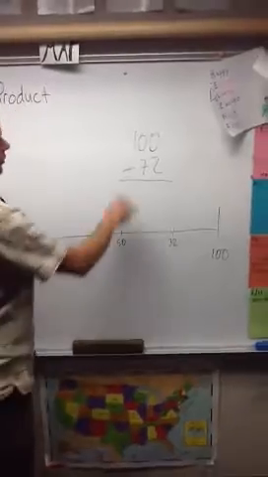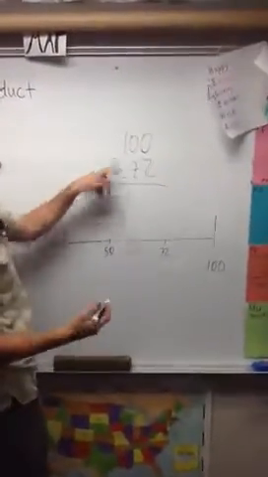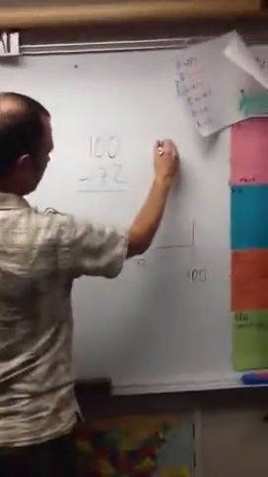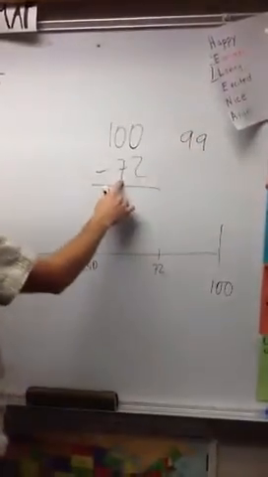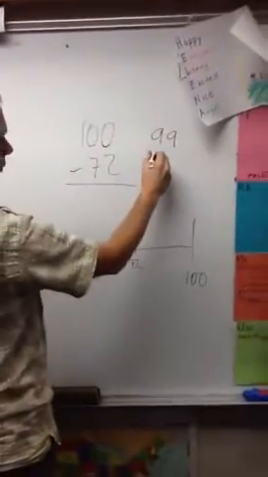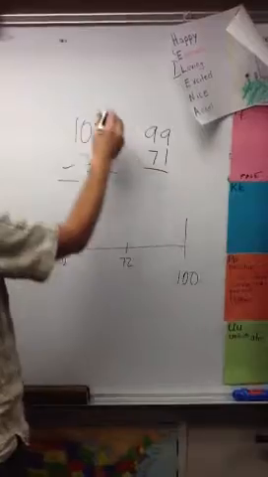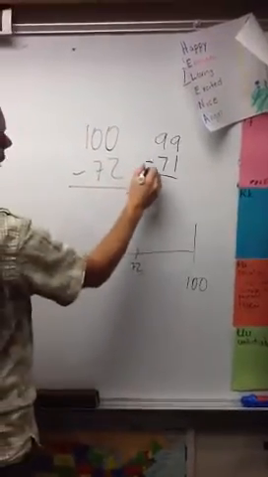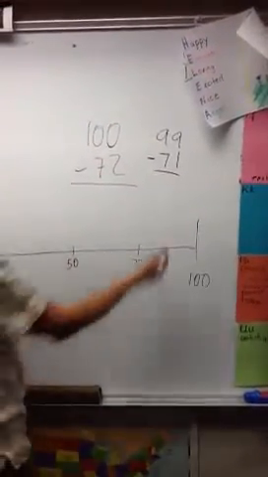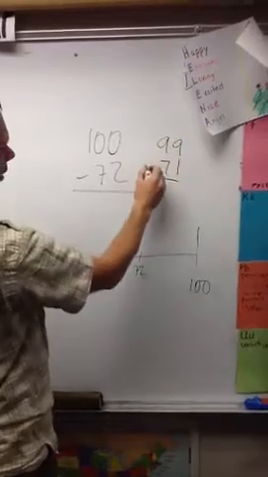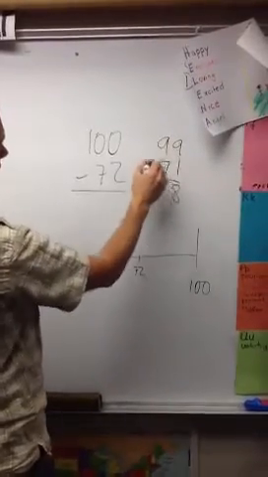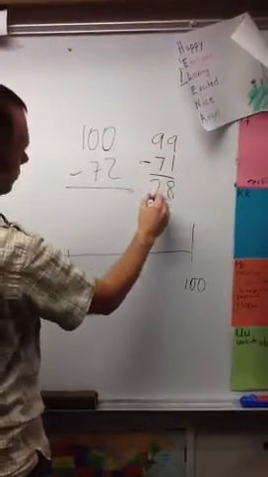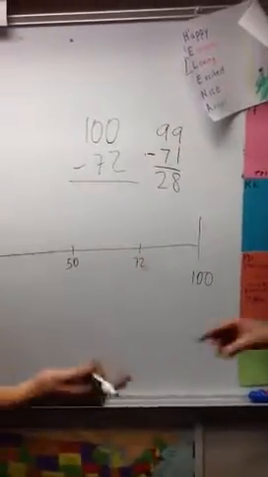Yes, do the trick. So 1 less than 100, again, fourth graders, is 99. And 1 less than 72 is just 71. Instead of going through all of our operations of regrouping. So now we can subtract. 9 take away 1 is 8. 9 take away 7 is 2. But Mr. Perez, can you explain that?